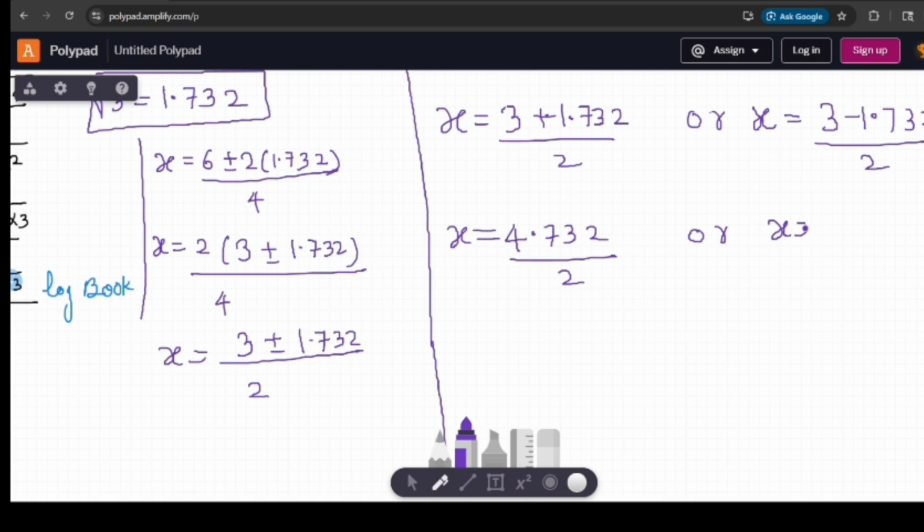So now let's divide the numbers and we'll get the two values of x. That is x is equal to 2.366 or x is equal to 0.634. So this is the required answer.